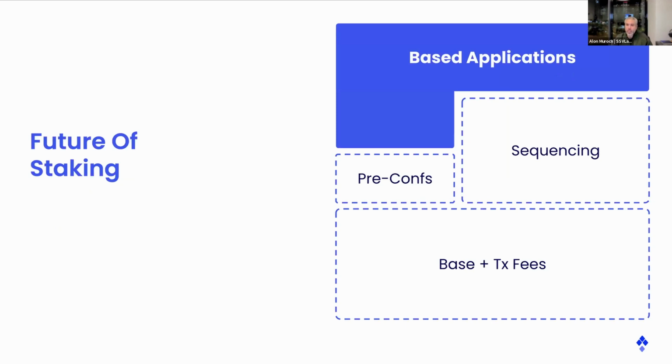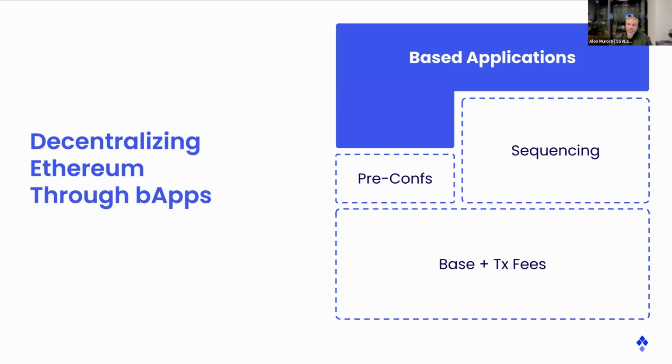Up until this point, staking is really focused on the base rewards and transaction fees. Potentially, we'll see pre-confirmations and based sequencing coming into play and adding value to staking or validators on Ethereum. But I believe that long term, we'll see that a lot of the value for validator staking is with based applications. And more specifically, and this is how it ties back to SSV LM, I think this is the future of decentralized Ethereum.